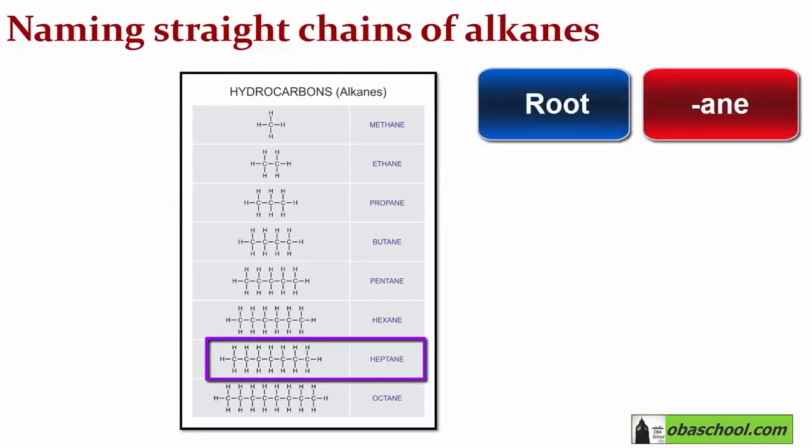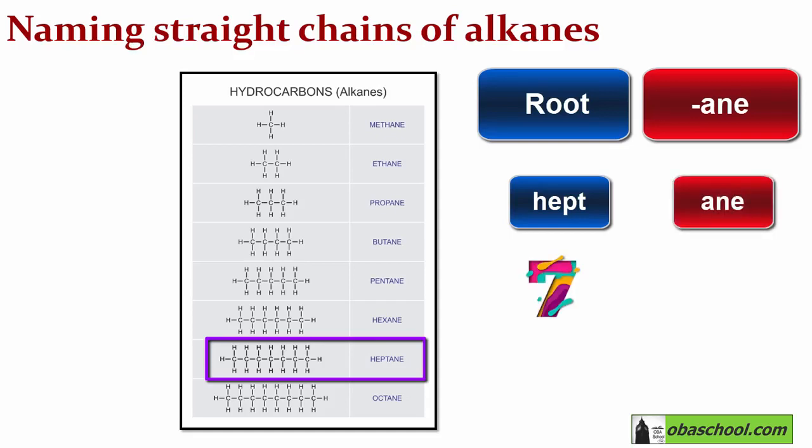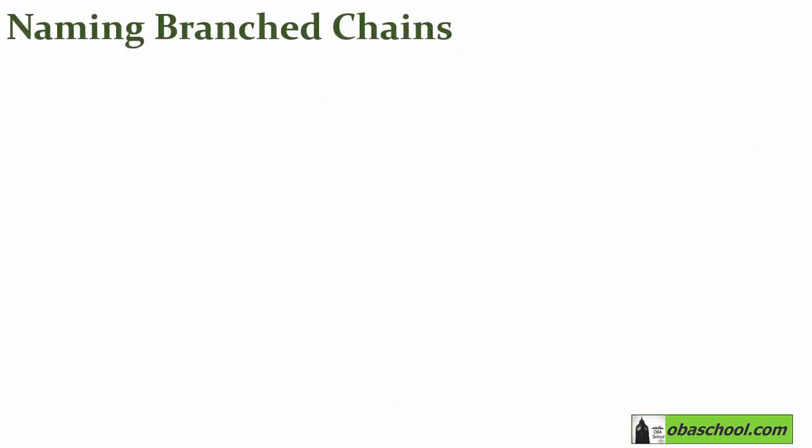If we take heptane for example, hept means that we have 7 carbon atoms, and -ane means that this is an alkane, so all the bonds are single. Let's move now to naming branched chains of alkanes.